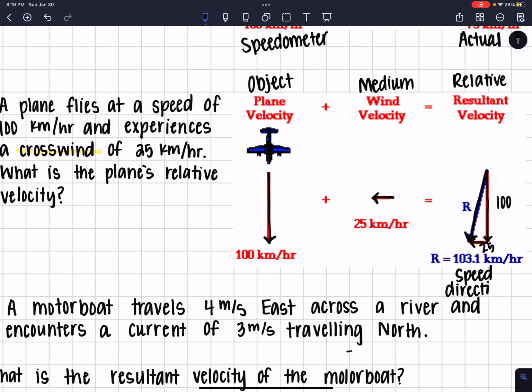And this could really be a problem for pilots, because if they're intending to go on a certain route and a crosswind is affecting their direction, it could possibly push them off of their route and into the route of another plane, which could be very potentially dangerous. So pilots have to learn how to calculate their relative velocity and change their object's velocity so that their relative velocity is in the correct direction. And we'll talk about examples where that might be the case later on.